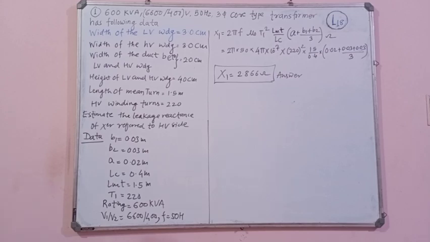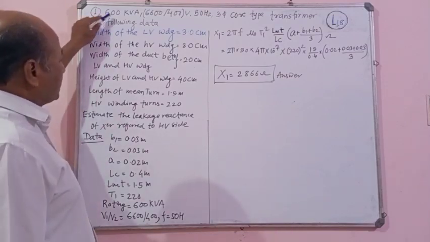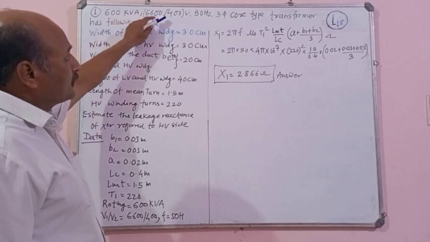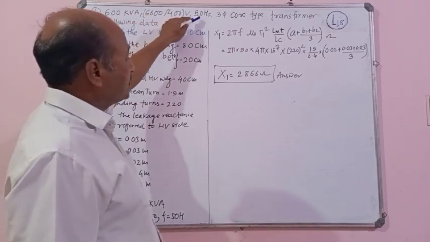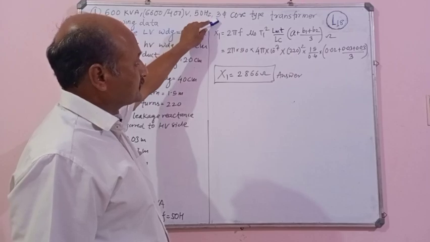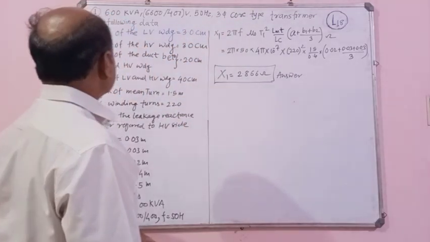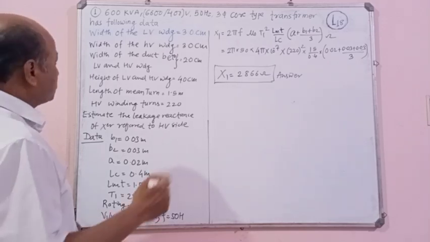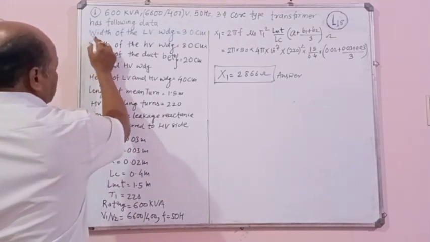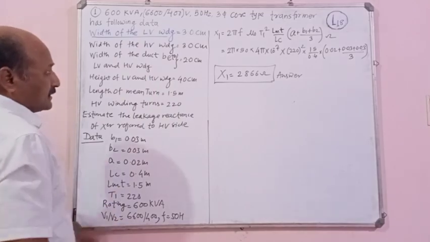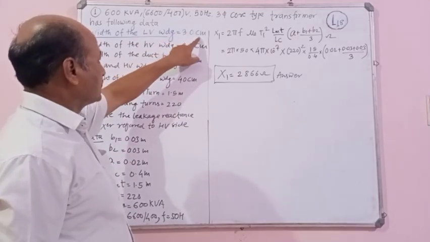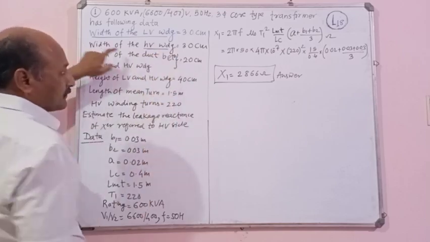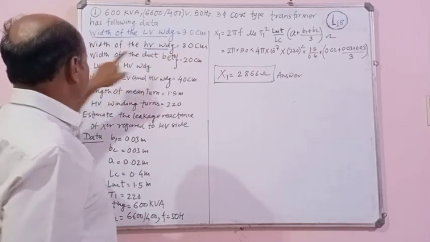Now see the first numerical. A 600 kVA, 6600 volt by 400 volt, 50 hertz, 3 phase core type transformer has the following data. What is the first one? The width of the LV winding is 3.0 centimeter. Second one, the width of the HV winding is 3.0 centimeter.